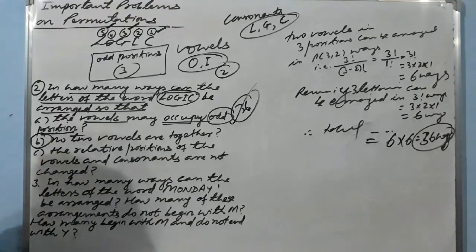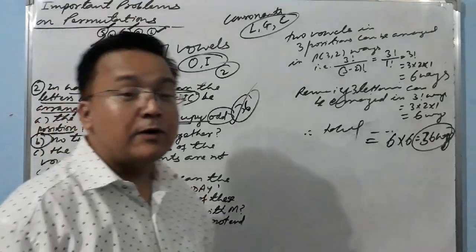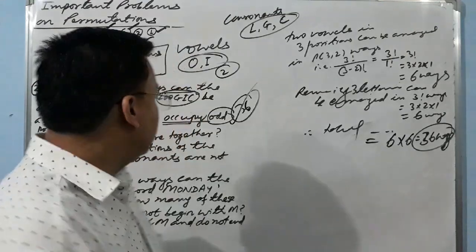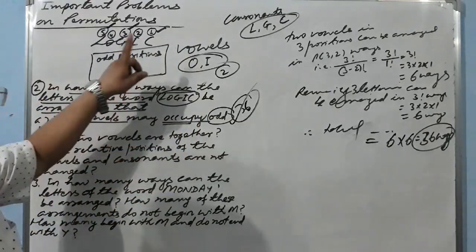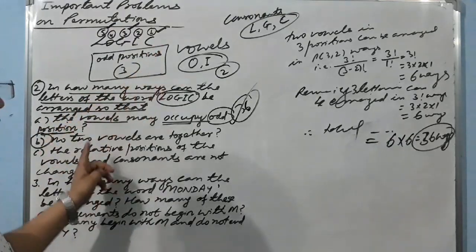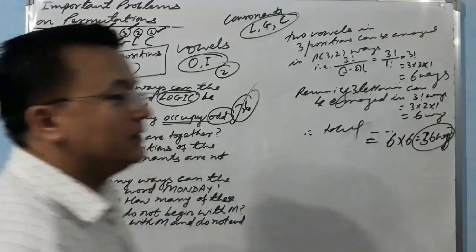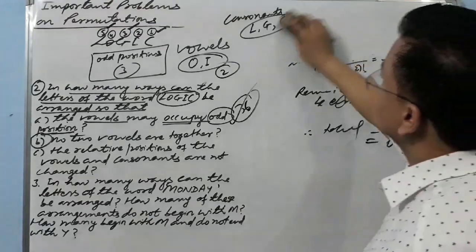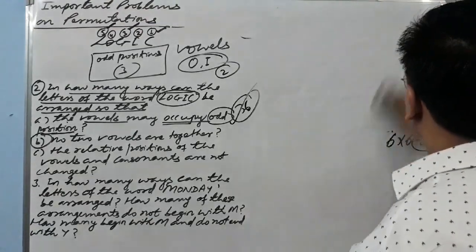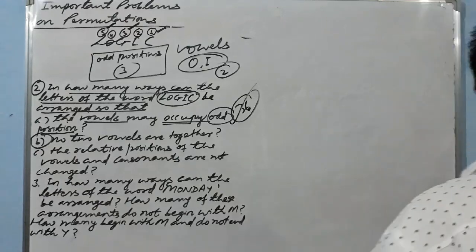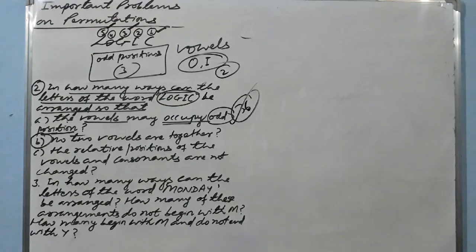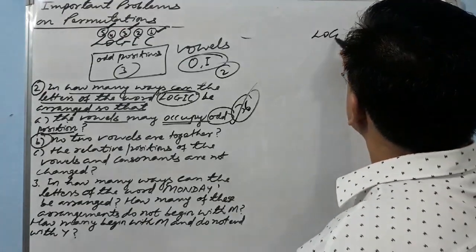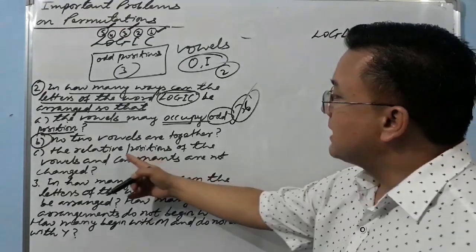No 2 vowels are together. Just now we have done one more question, right? We already did one question: no 2 C's together. In this question, no 2 vowels are together. Let's see how to find it out. Firstly, let's see the total number of arrangements. How many letters are there in the word LOGIC?